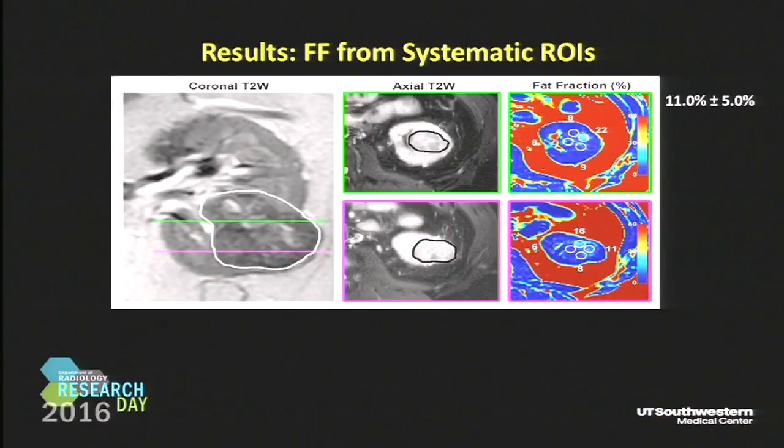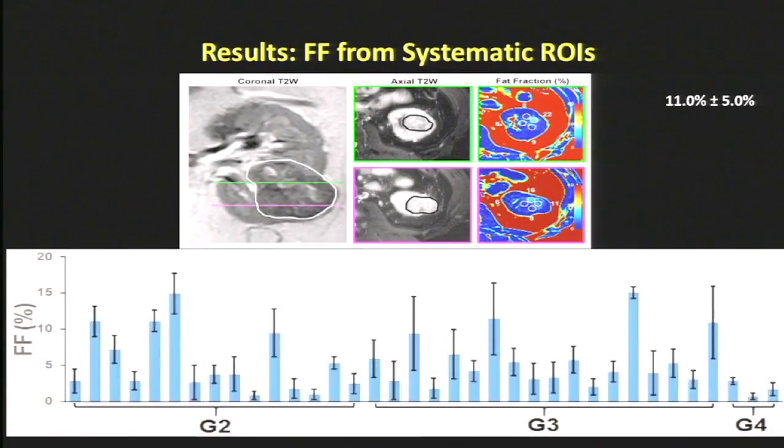This is an example from the systematic ROI analysis. The values on the fat fraction map are the fat fraction for each ROI, and you can see how different the lipid accumulation is in different regions in the same tumor. This analysis was performed in all the tumors, and we found heterogeneous lipid accumulation among different tumor grades, and also heterogeneous in each grade, and even in each tumor, as indicated by the large standard deviation in many of these cases. However, we did not find a statistical correlation between fat fraction and the tumor grade.